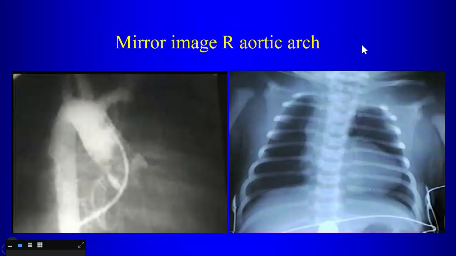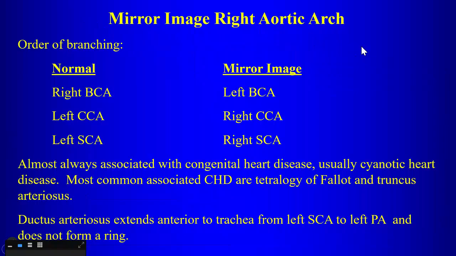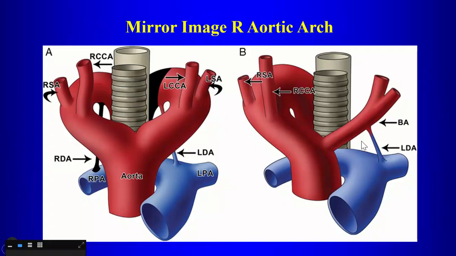So mirror image right arch: congenital heart disease, especially tetralogy of Fallot. Mirror image branching is just the mirror image of normal. Especially in infants, it's almost always associated with congenital heart disease. This does not form a vascular ring with mirror image arch. The interruption occurs here. You get mirror image of normal. The ligamentum you see is on the left side, but it's anterior to the trachea and the esophagus, no vascular ring. So mirror image arch does not give you a vascular ring.